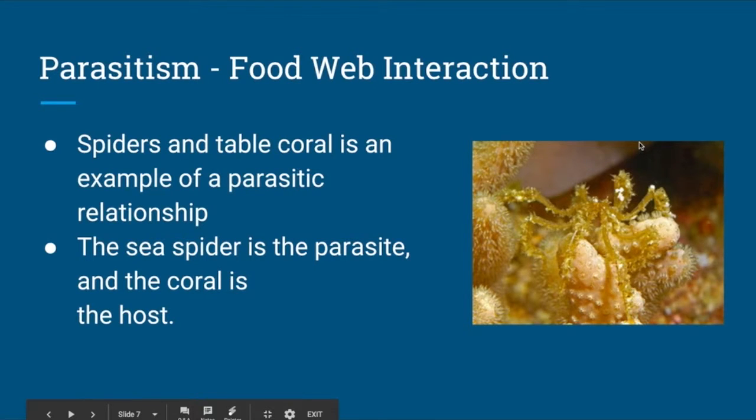This is an example of a parasitic food web interaction. As seen in the picture, sea spiders and table coral is an example of a parasitic relationship. In this case, the sea spider is the parasite and the coral is the host. The sea spider larva will pierce individual polyps of the coral and live inside them. As a result, the sea spider will then gain food and nutrients from the coral. This helps the sea spider conserve energy in looking for food, but harms the coral because its supply of nutrients is being halved by the parasite, which is the sea spider.